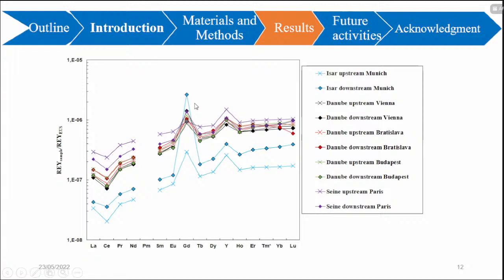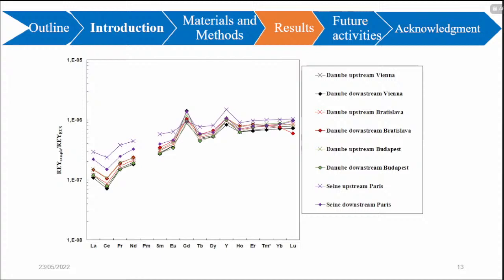So that means there is anthropogenic contribution from the city. Again, when we compare the major rivers, the Seine and the Danube, the Seine indicates a little higher positive gadolinium anomaly.